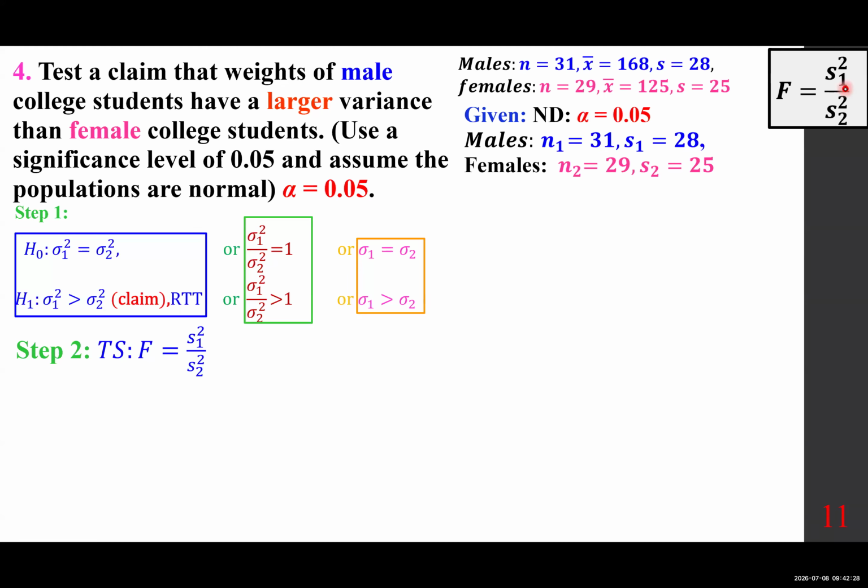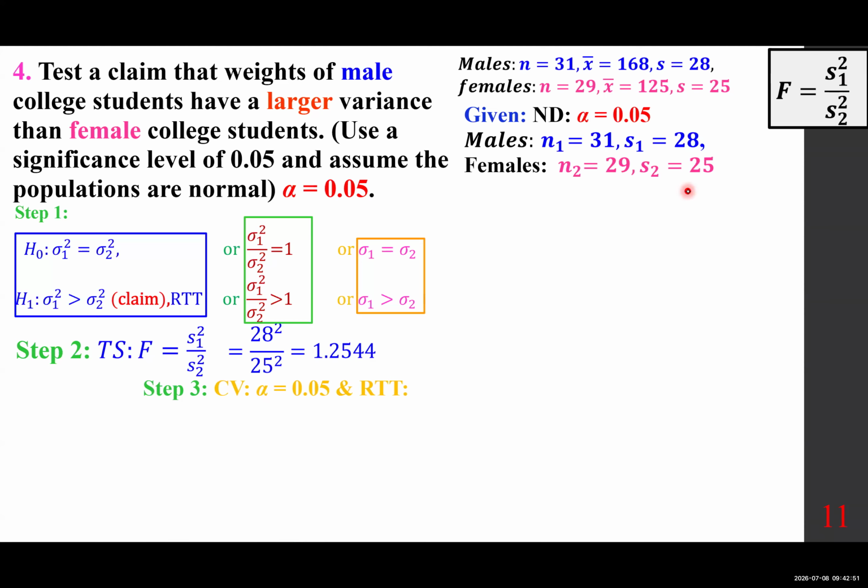And of course, in this case, S1 is 28, so 28 squared over 25 squared. So that's a very easy calculation. The next one is critical value from the choice of alpha. Alpha is 0.05, and it's a right tail test.